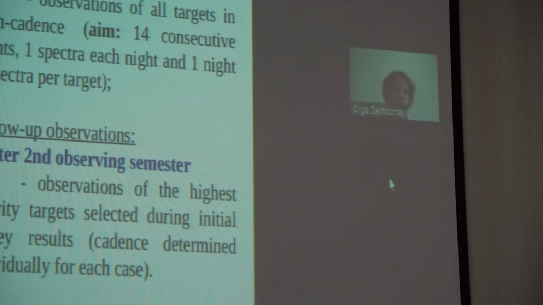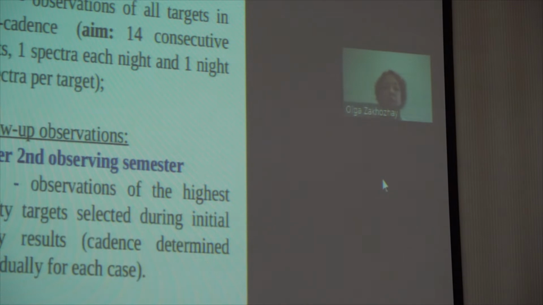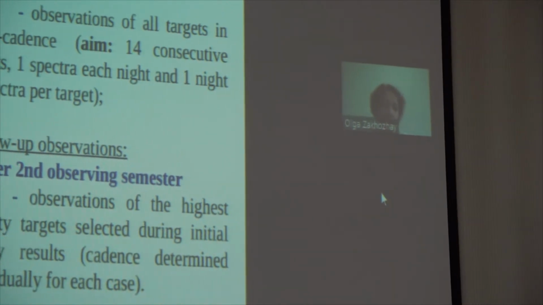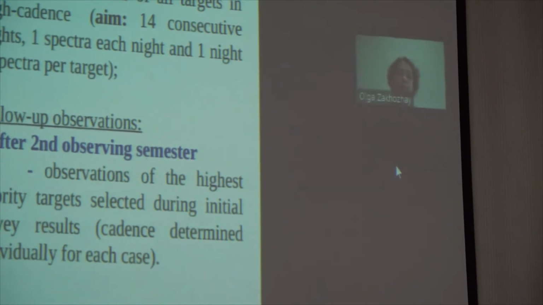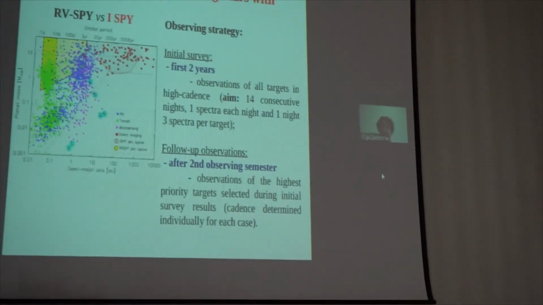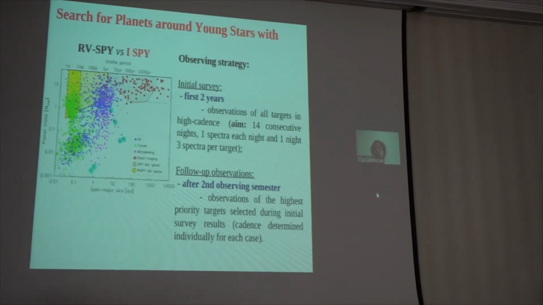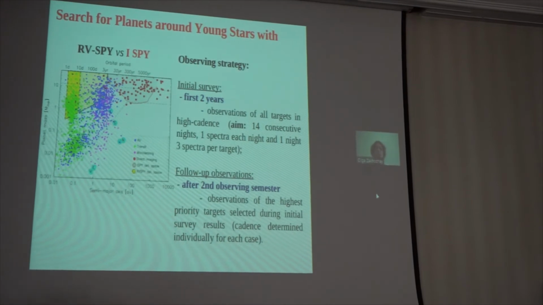The first part is an initial short cadence survey. This is the yellow area. The idea was to observe each star with the aim of 14 consecutive nights, one spectrum per night. And after completing this survey, we analyze this short cadence data and make some conclusions about the parameters of stars, which we can get from spectra, and also from the short cadence radial velocity measurements, to get a conclusion about their activity.